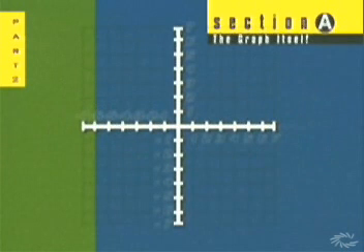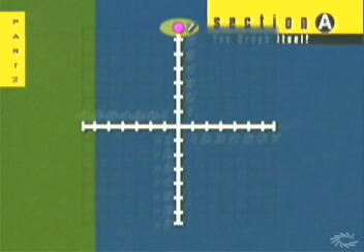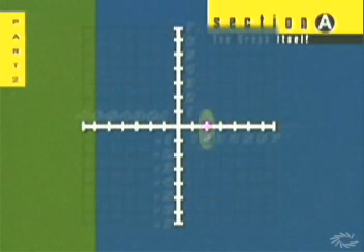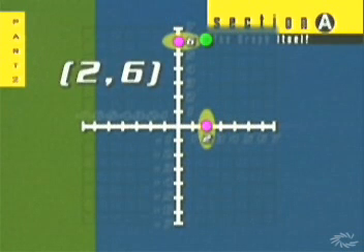So, if we had the coordinates of a given point that were 4 on the x-axis and 7 on the y-axis, we'd write them like this. Likewise, if we had 2 on the x-axis and 6 on the y-axis, we'd write them like this.